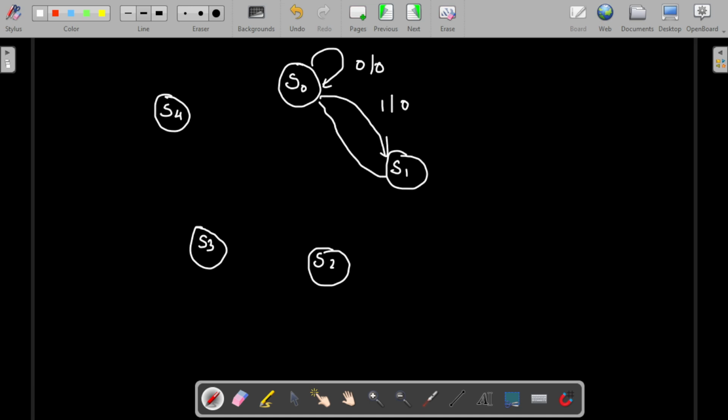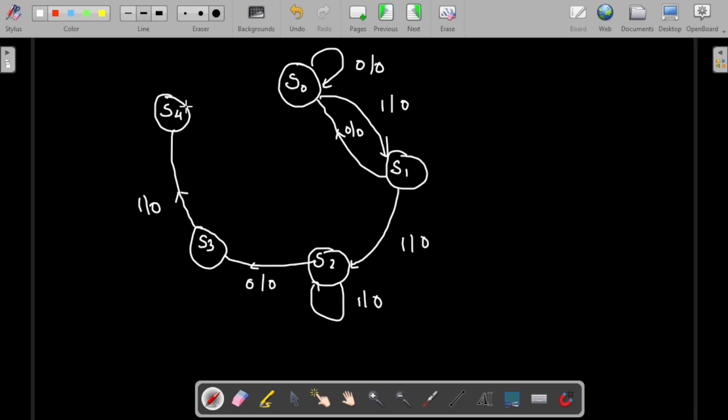It will go back to S0 if input is 0, output will be 0. It will go to the next state when input is 1, output will be 0. It will stay in the same state if input is 1 and output is 0. It will go to the next state if input is 0, output will be 0. It will go to the next state if input is 1 and the corresponding output will be 0. And the sequence will be broken here.